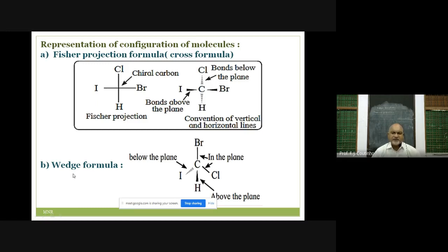If you come to the wedge formula, here there is an asymmetric carbon atom again, where it has iodine, hydrogen, chlorine and bromine. Again, 4 different substituents. Now these 2 substituents, that is bromine and chlorine, are in the plane of the paper, whereas this hydrogen is above the plane and iodine is below the plane. So these are the 2 representations which we should know very well when studying stereochemistry.